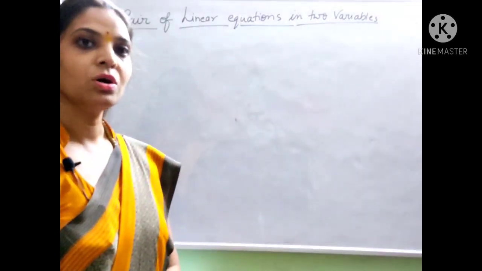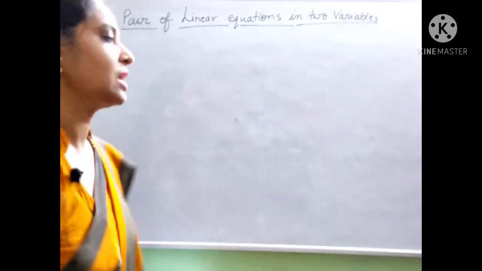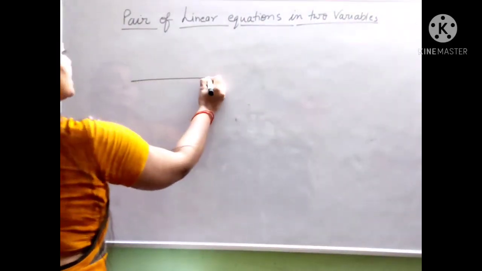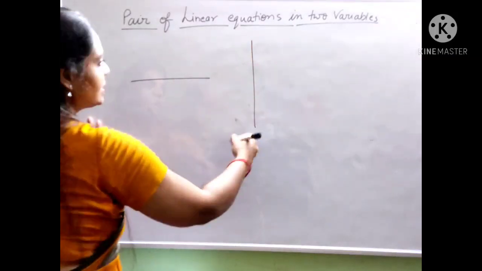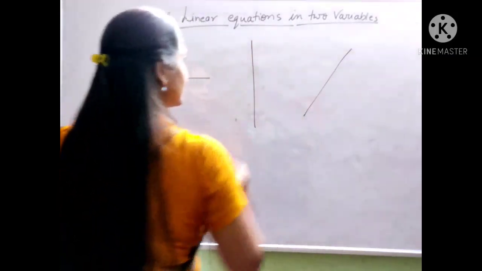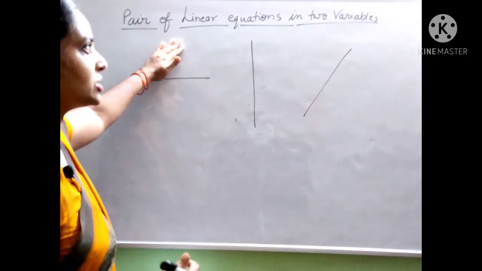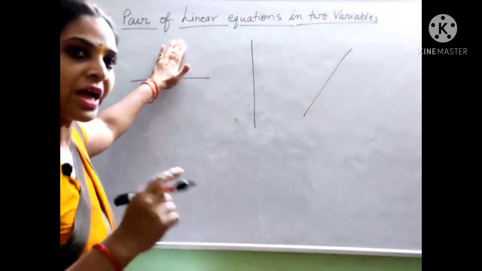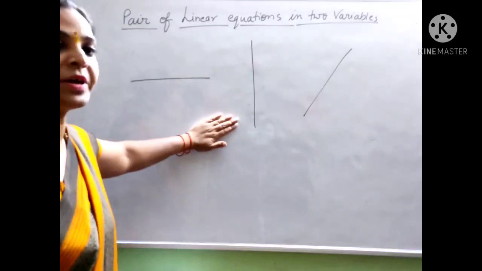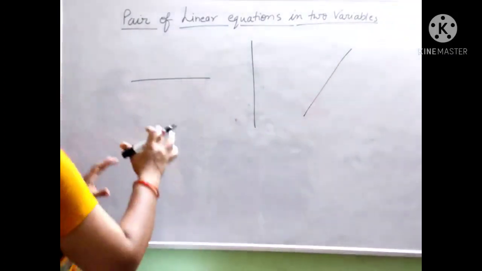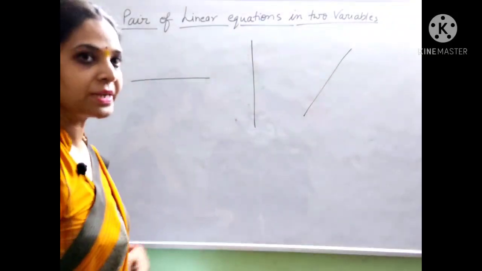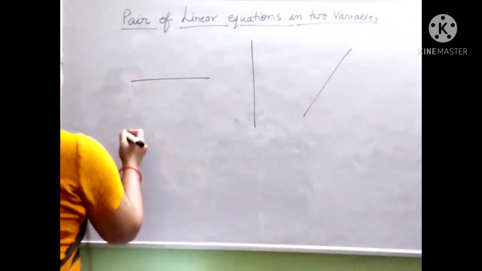We all know three types of lines. One is a horizontal line, one is a vertical line, and the next one is a slanting line. So we are studying the pair of linear equations in two variables. Then in every question we get a pair of lines. So what are the possibilities with the lines?